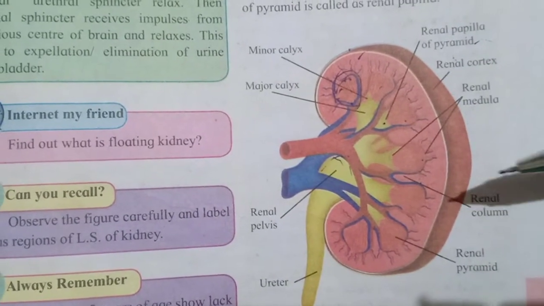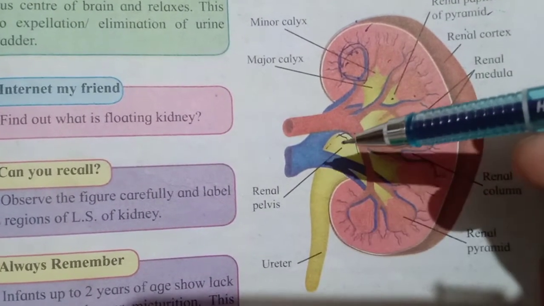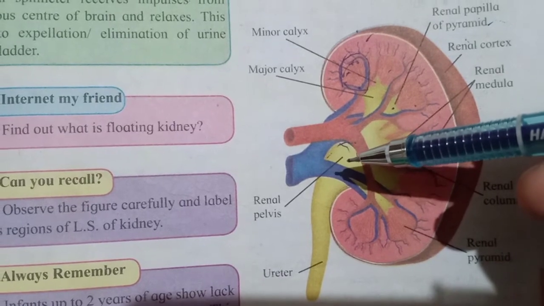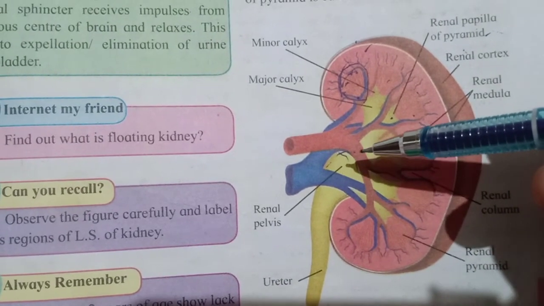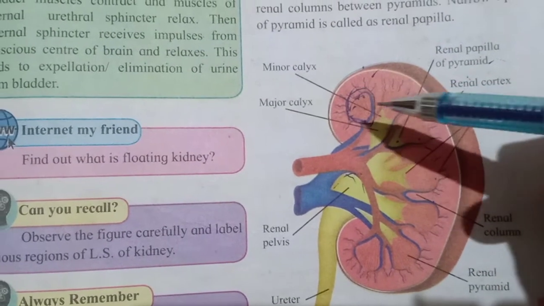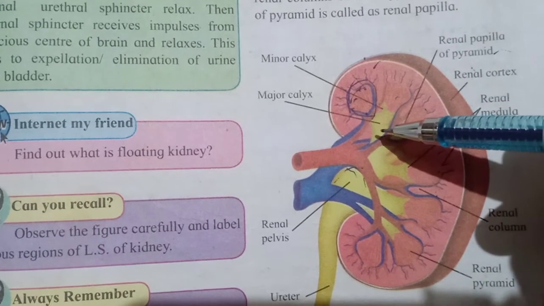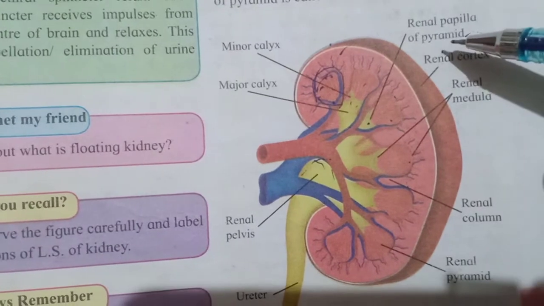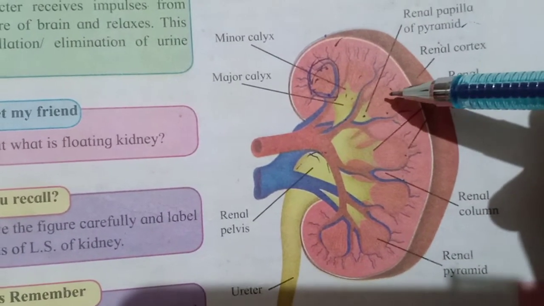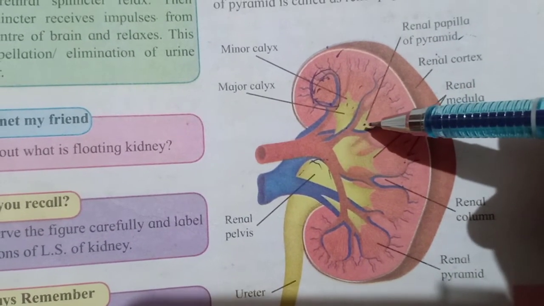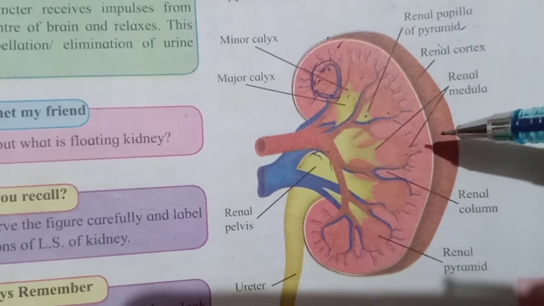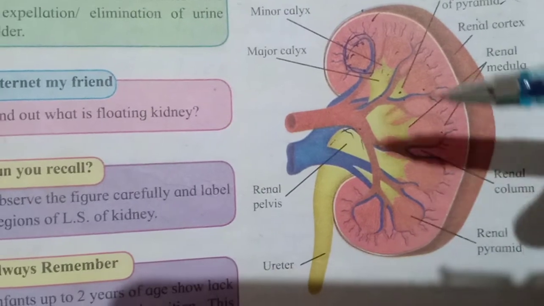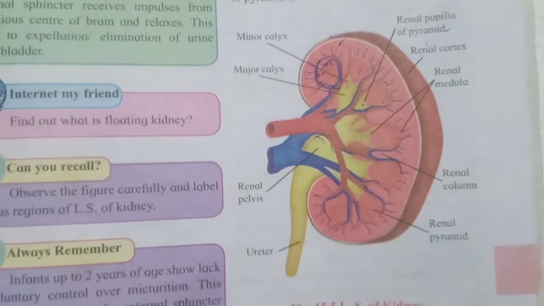Look at this part, that is the first one: ureter means the tube like structure. Renal pelvis means the opening of the ureter into the kidney. Minor calyces there and major calyces. Minor calyces unite to form major calyces. Next one, renal papilla of the pyramid, that is, each pyramid has this apex which is called renal papilla. Renal medulla region, innermost region, and this is the structure of the LS of the kidney.